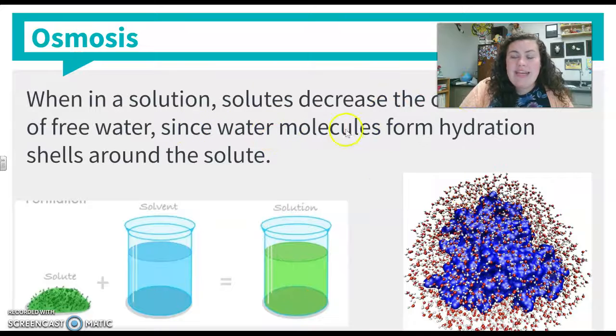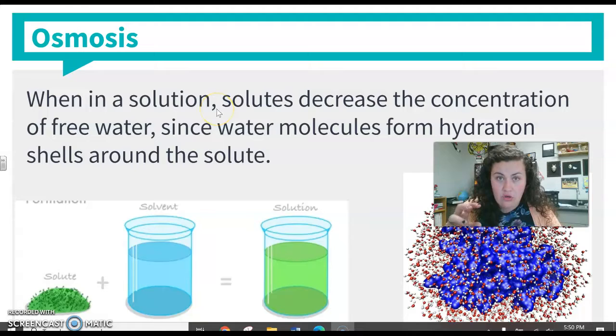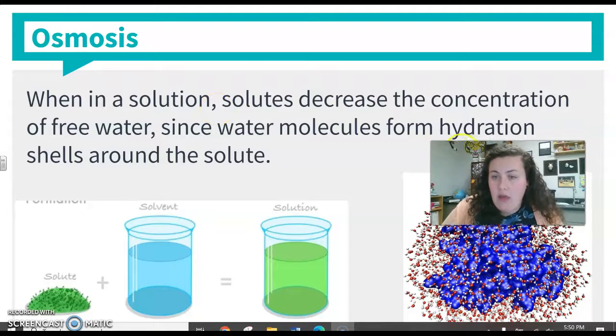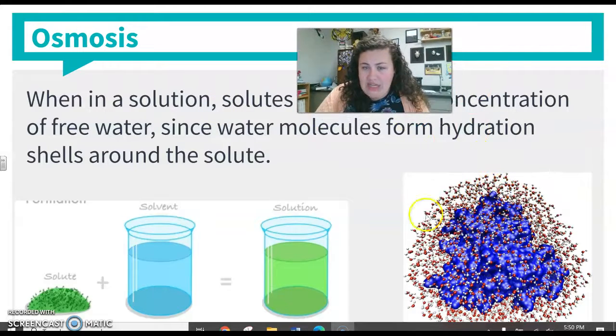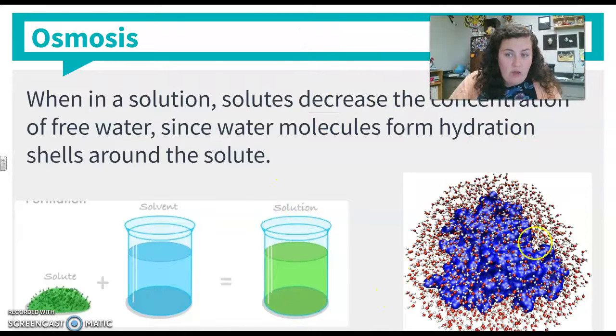So, when in a solution, solutes decrease the concentration of free water, okay, those free water molecules, because water will often form what is called a hydration shell around the solute itself. So this is like some big globby molecule. The water is going to form a bubble around that molecule because of its polarity, it's interacting with it. And this is why water is so good at dissolving everything. It's the universal solvent because it does this kind of stuff. But what that means is that you decrease the amount of free water molecules in the solution.